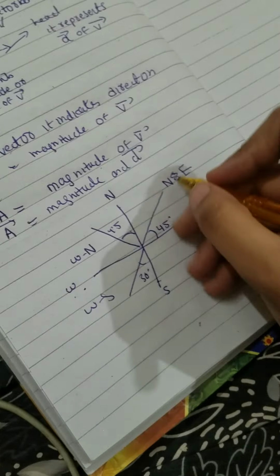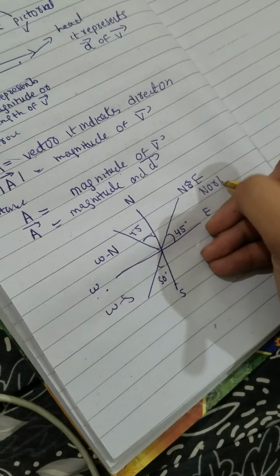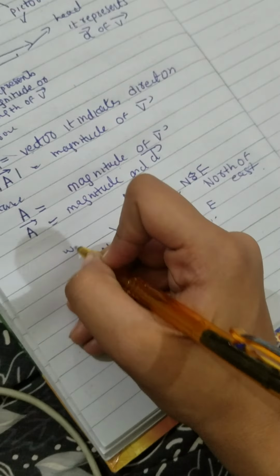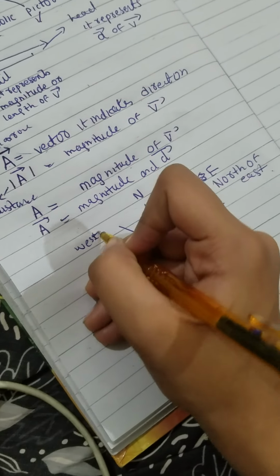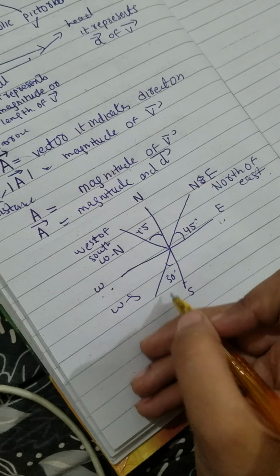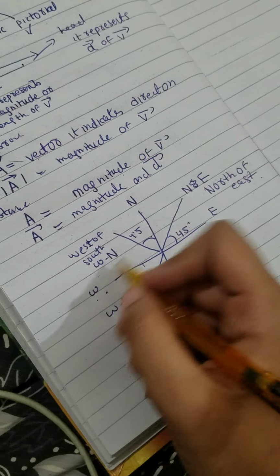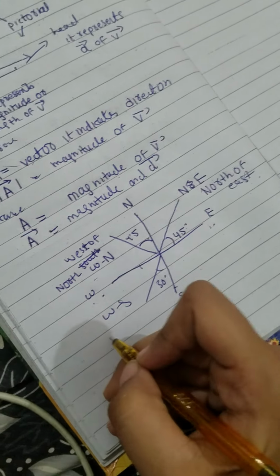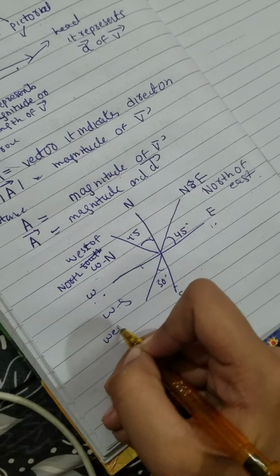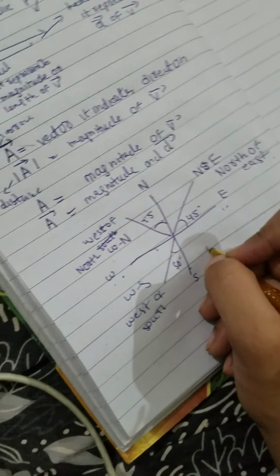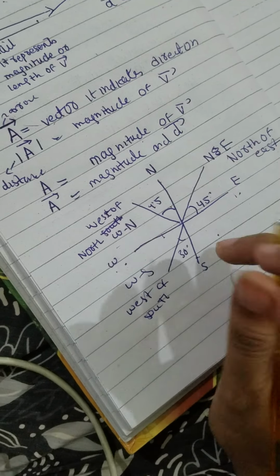So we can write that this is north of east, west of south, and west of north. This is west of north. I'm sorry, I might have made a mistake. This is west of south, and so on, like here as well. After plotting the point, we're going to integrate that. So this is pretty obvious.